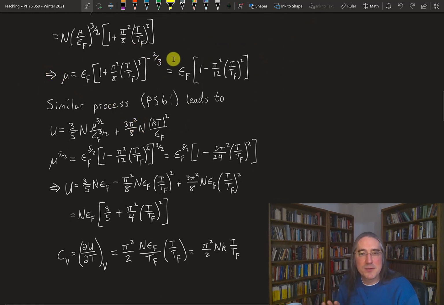Okay. We've pushed through, we got the result. Yay, chemical potential. It's Fermi energy. It's got quadratic dependence on the temperature, and temperature over the Fermi temperature is sort of what we'd expect.